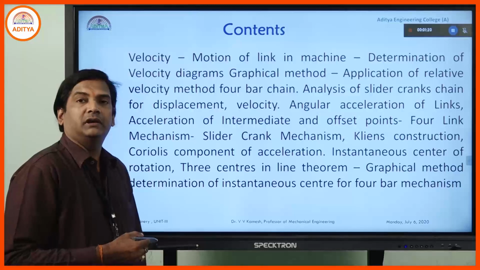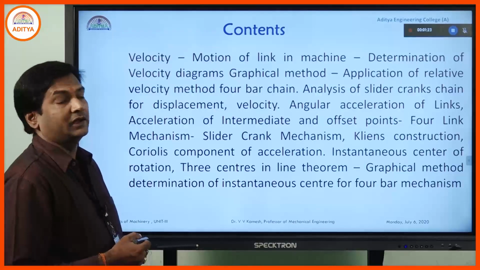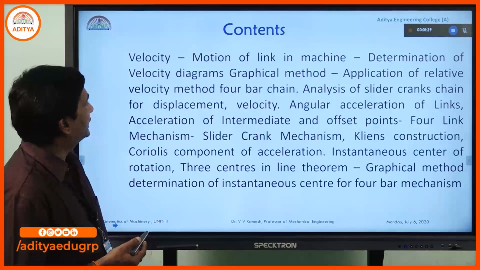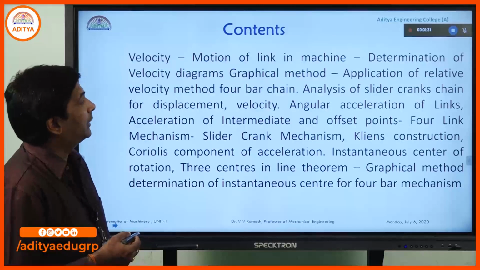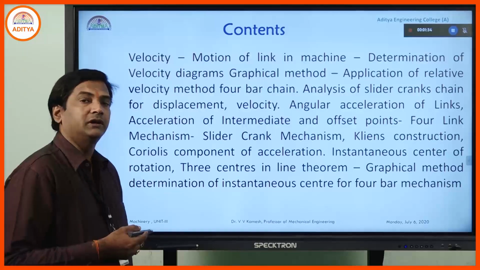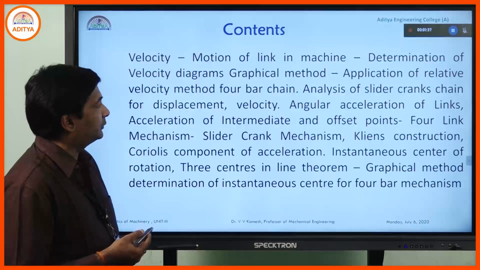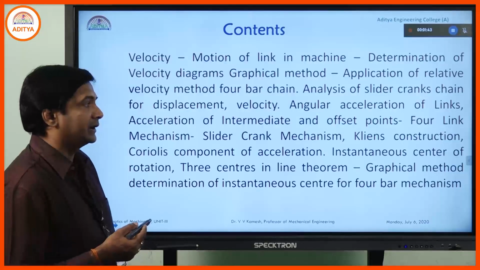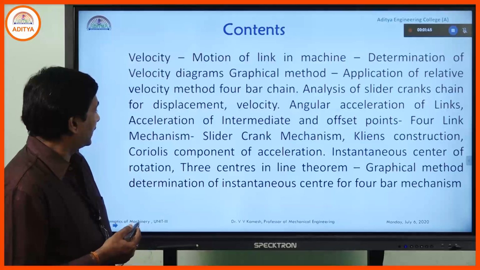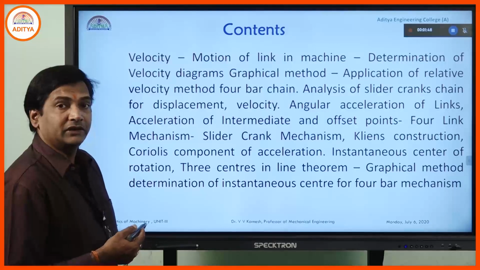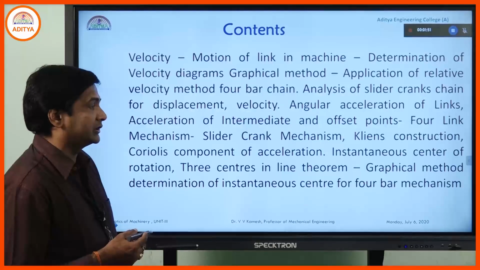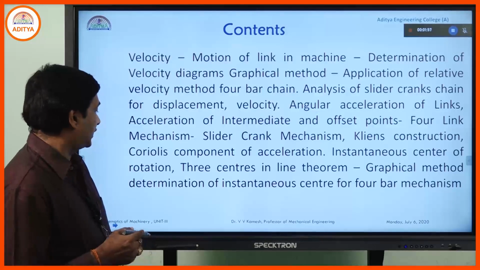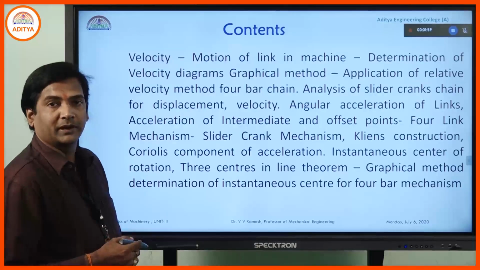And in today's lecture, the velocity acceleration analysis, the various contents are the velocity, motion of link in a machine, determination of velocity diagrams by the graphical method, application of relative velocity method for the 4-bar chain, analysis of slider crank mechanism for displacement velocity, finding the angular acceleration of the links, acceleration of the intermediate and offset points, 4-bar mechanism and slider crank mechanism, Klein's construction, Coriolis component of the acceleration, instantaneous center of rotation, 3 centers inline theorem, graphical method determination of the instantaneous center for 4-bar mechanism.